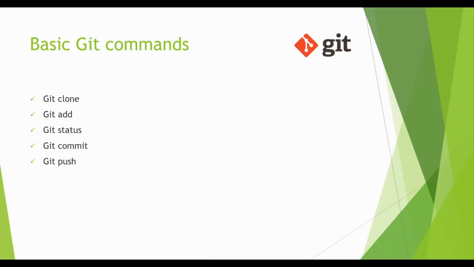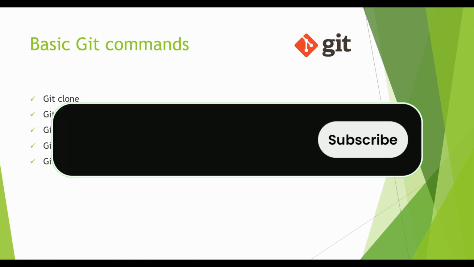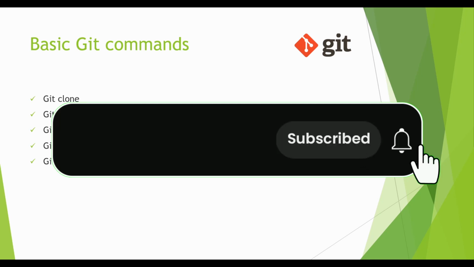As per the agenda of the lecture, we were supposed to discuss git clone to clone the repository. Then we add the code from the local repository to the staging area. Then we use git status to track the changes. Then we commit to move the changes to the git directory. And later, after committing to the git directory, we simply push it to the remote repository. So these are the commands that I wanted to cover.